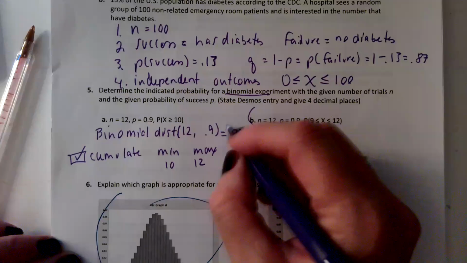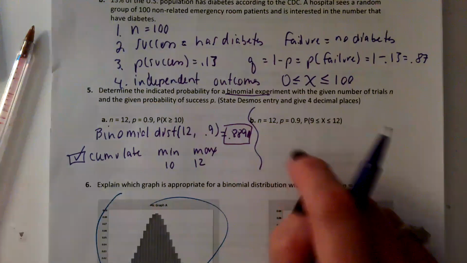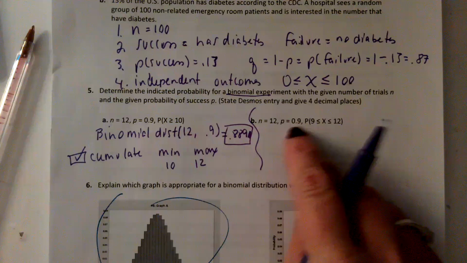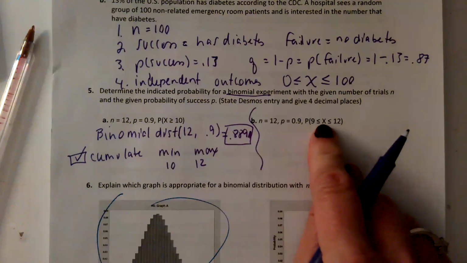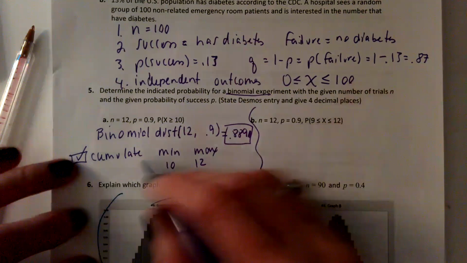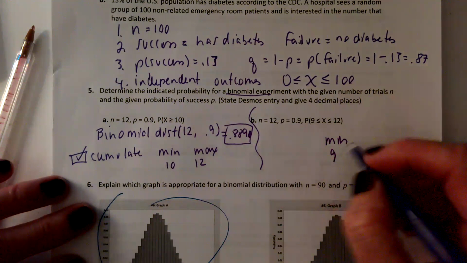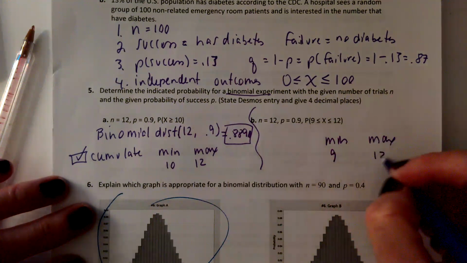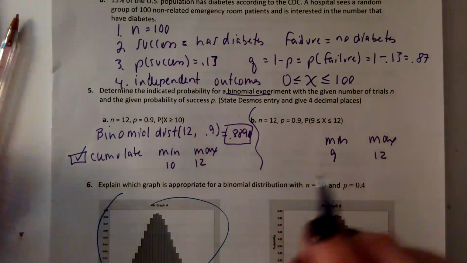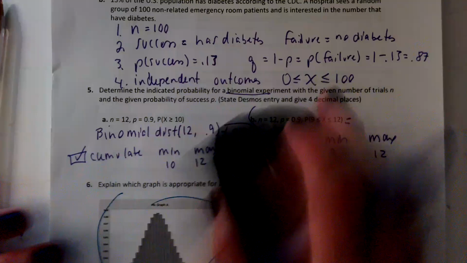Right here, 0.8891. Now the next one is set up the same, but this time we just want to know the probability between 9 and 12, and we're including them with the less than or equal to on both. So it's going to be very similar, except my min is going to be 9, and my max is going to be 12. And so let's see what that says.